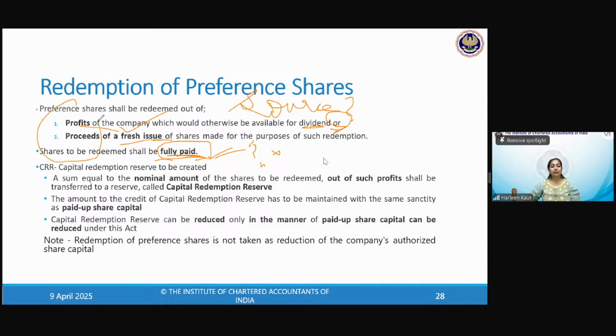Are both these points clear to everyone? From where are you going to redeem the preference shares? Out of the profits of the company and out of the proceeds of a fresh issue.